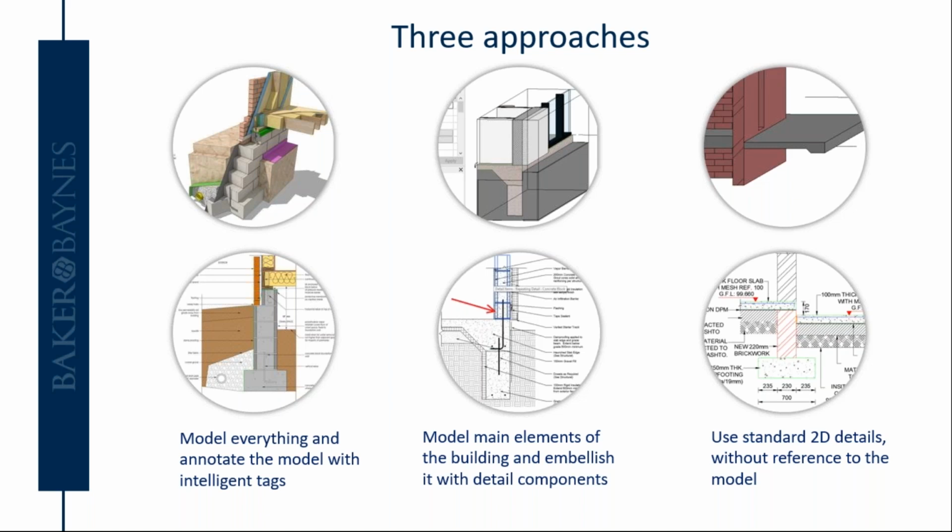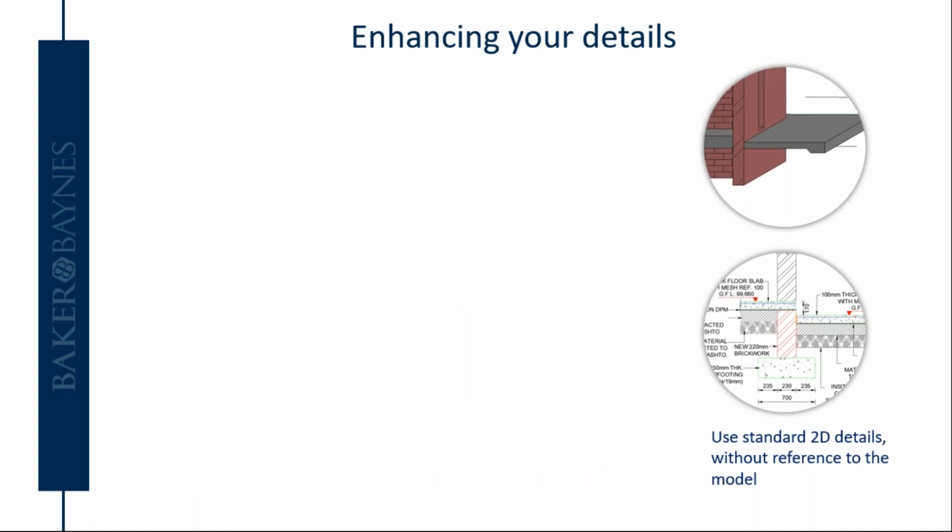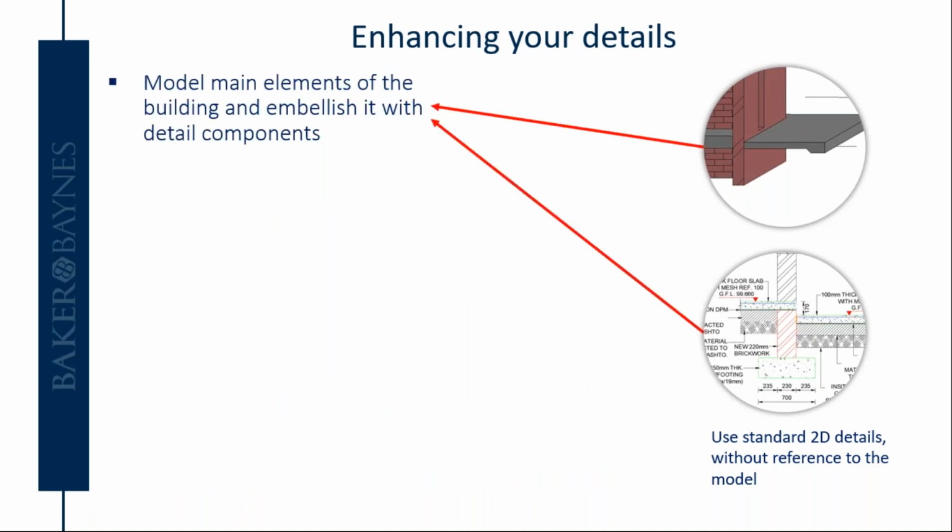So how would you enhance these details in the third scenario and maybe try and achieve the second scenario where you model the main elements of the building and then you just embellish it with the detail components? So I'm going to just give a demonstration of how you can do this. So basically what the demonstration is going to show is taking your 2D details and putting it into Revit in 2D as well, but just in a more intelligent way.